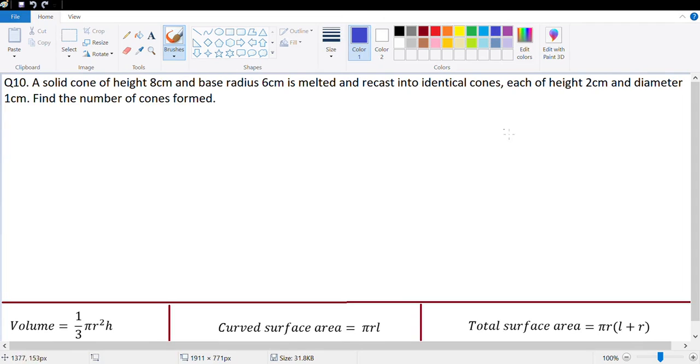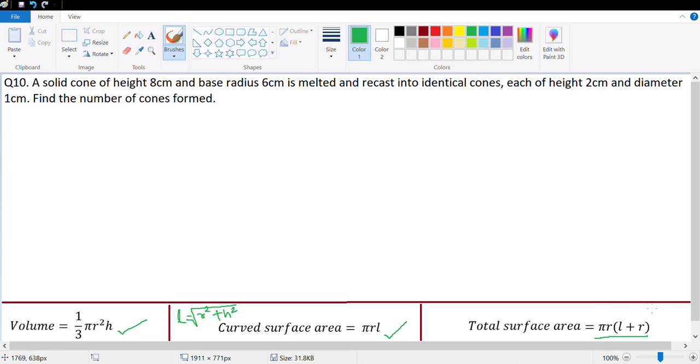But before we start this video, let's quickly revise the three formulas that we've done in our previous video. For a right circular cone, the volume is given by the formula 1 by 3 pi r square h. The curved surface area is given by the formula pi r L, where L we can calculate using Pythagoras theorem, which is equal to the square root of r square plus h square. And then the total surface area is equal to the curved surface area plus the surface area of the base, which is pi r square plus pi r L, and the formula becomes pi r times L plus r.